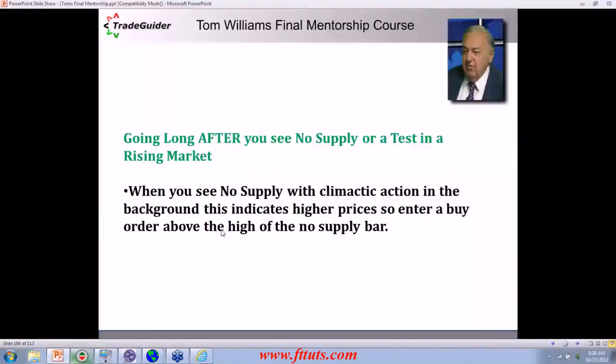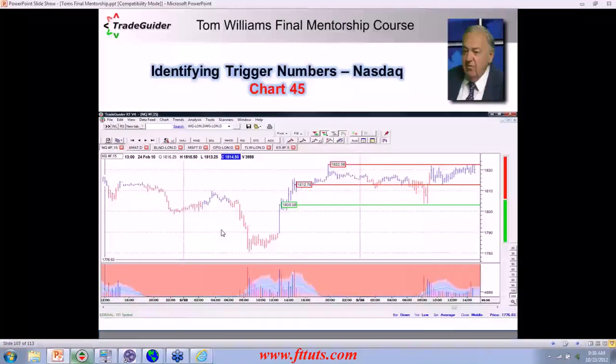It means the same thing. When you see no supply with climactic action or buying in the background, higher prices are almost inevitable, and you want to get long when you see them, because that means the market is becoming bullish. The test will always be very much on a down bar, but you do see tests on bars that close higher than the bar behind them. You do see that.